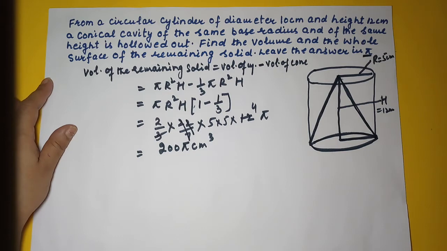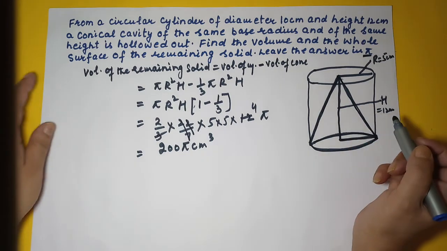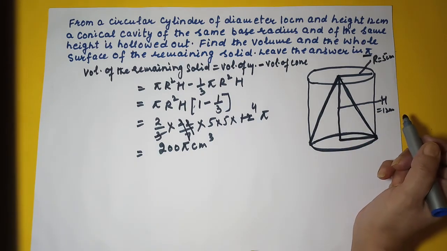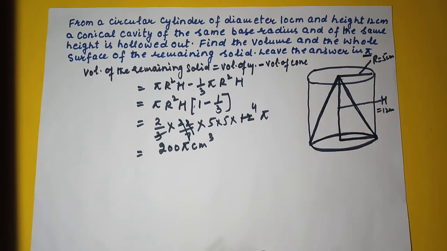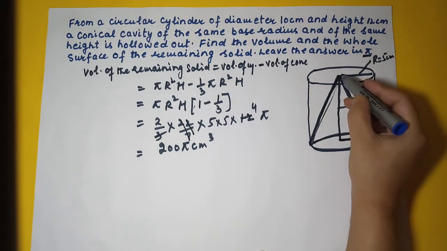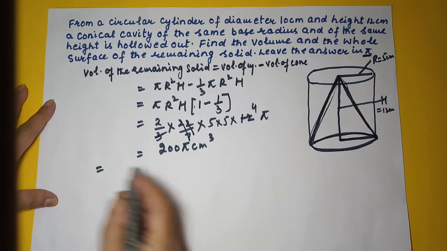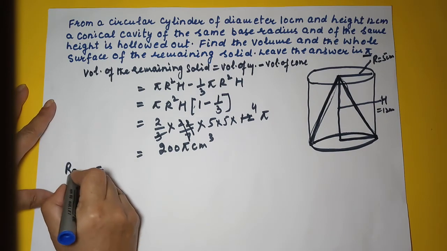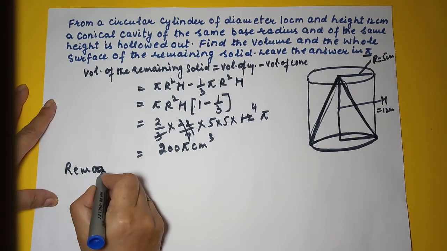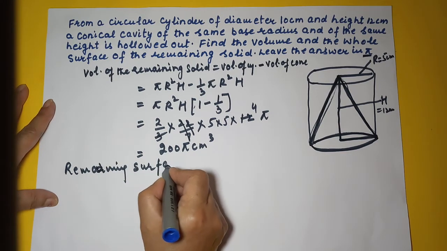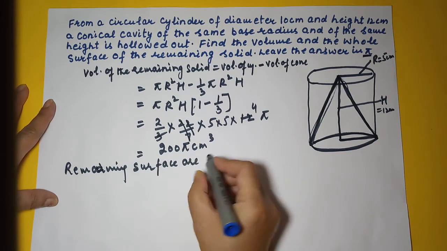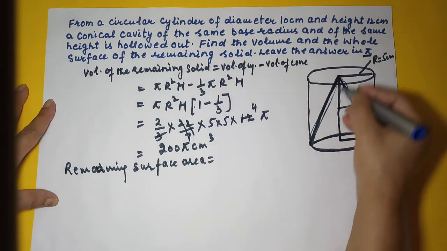Now he wants us to calculate the surface area of the remaining solid. Now how do you calculate the remaining area? The area that you can touch. One, you can touch this slant portion, so that is pi r L, right? We can write the remaining surface area as pi r L.